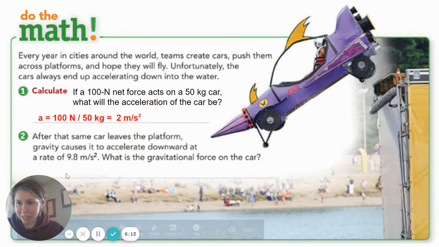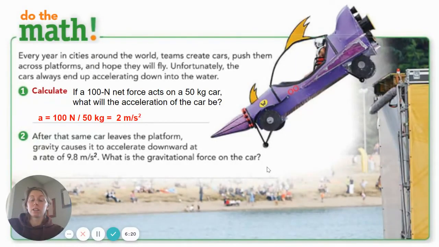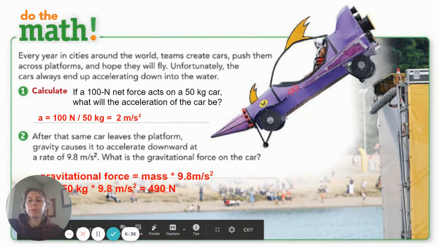And then gravity comes in. I don't think we covered this, but the gravitational force on an object is its mass in kilograms times 9.8 meters per second squared. That is just the rate at which things fall on Earth. This number is different on every planet or moon. So all we do is mass times 9.8 meters per second squared.